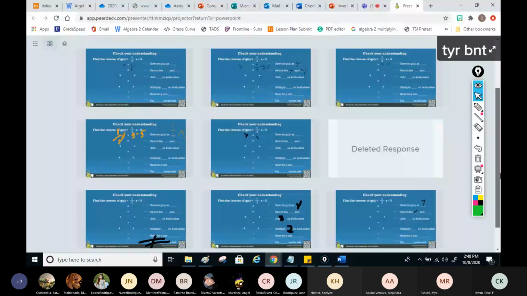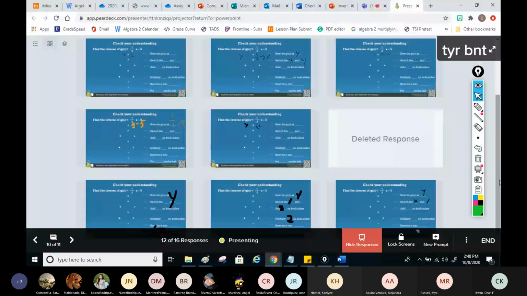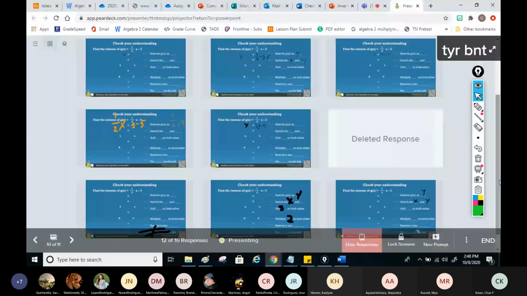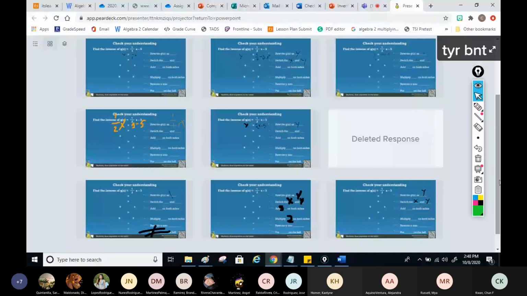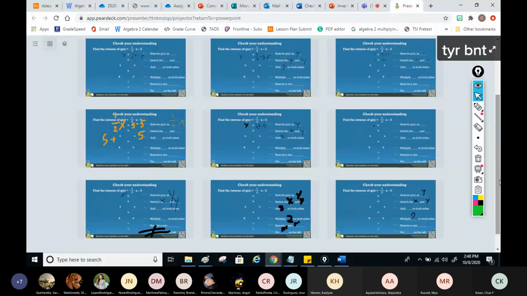Perfect. Hey, it seems like you get it really fast. If you already finished, go ahead and go to the hub and get your homework, and you may as well start working on it. It is under the week of October 5th. Under the week of October 5th, there is the inverse function homework. You can pull it out and then work on it.